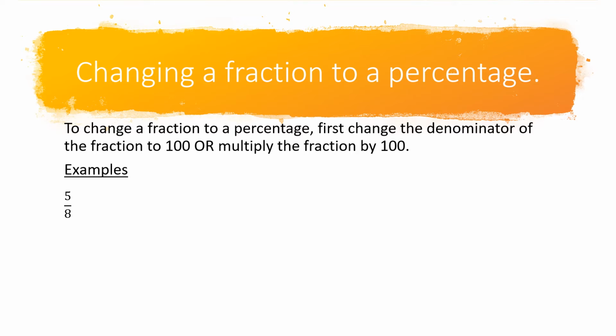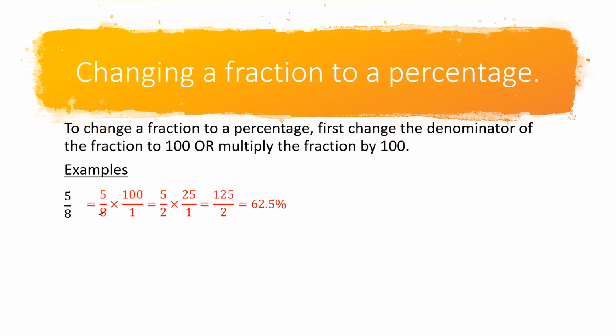So we have 5 over 8, or 5/8, as a fraction. Now it's quite difficult to change that 8 to 100. So this time we're going to multiply the fraction by 100, and that will mean multiplying the fraction by 100 over 1, because remember when we were working with fractions, any whole number is always over 1. So we will have 5 over 8 times 100 over 1.